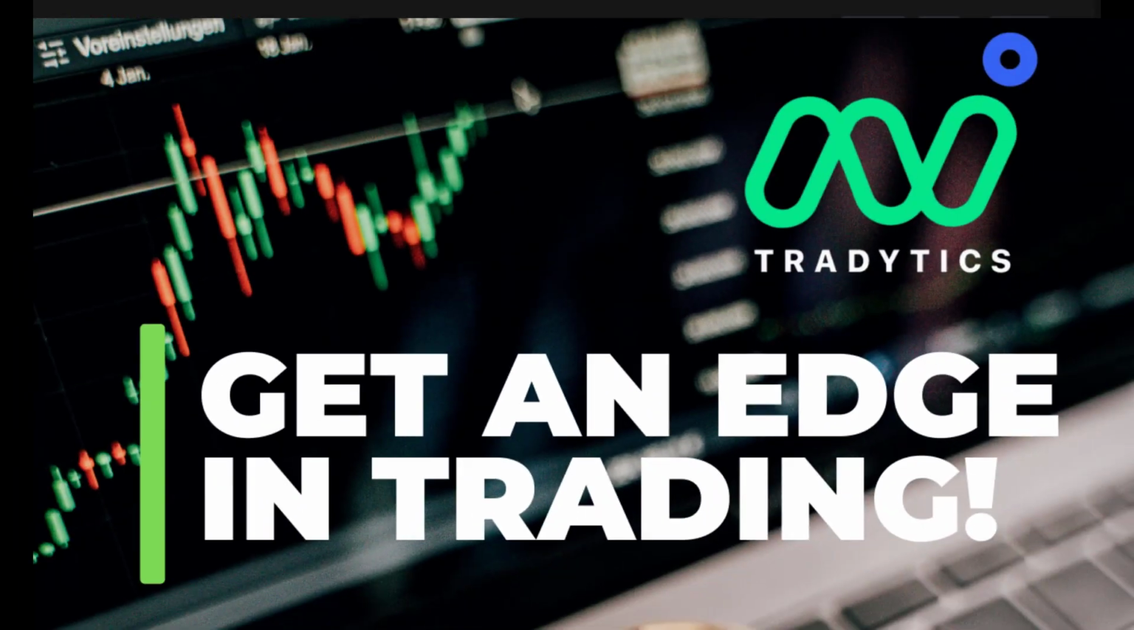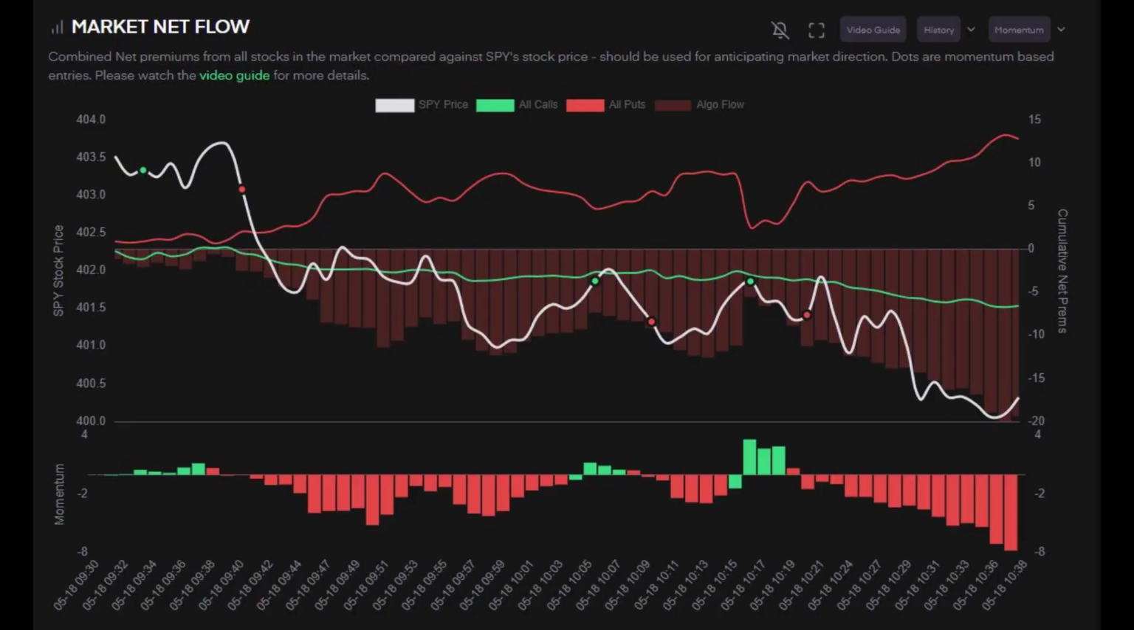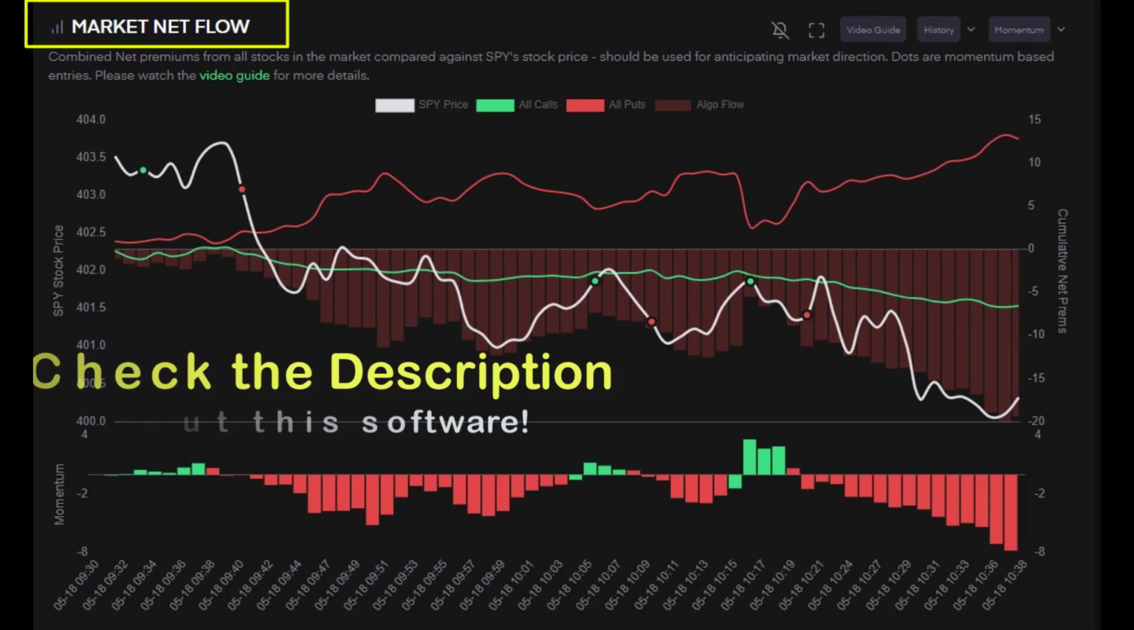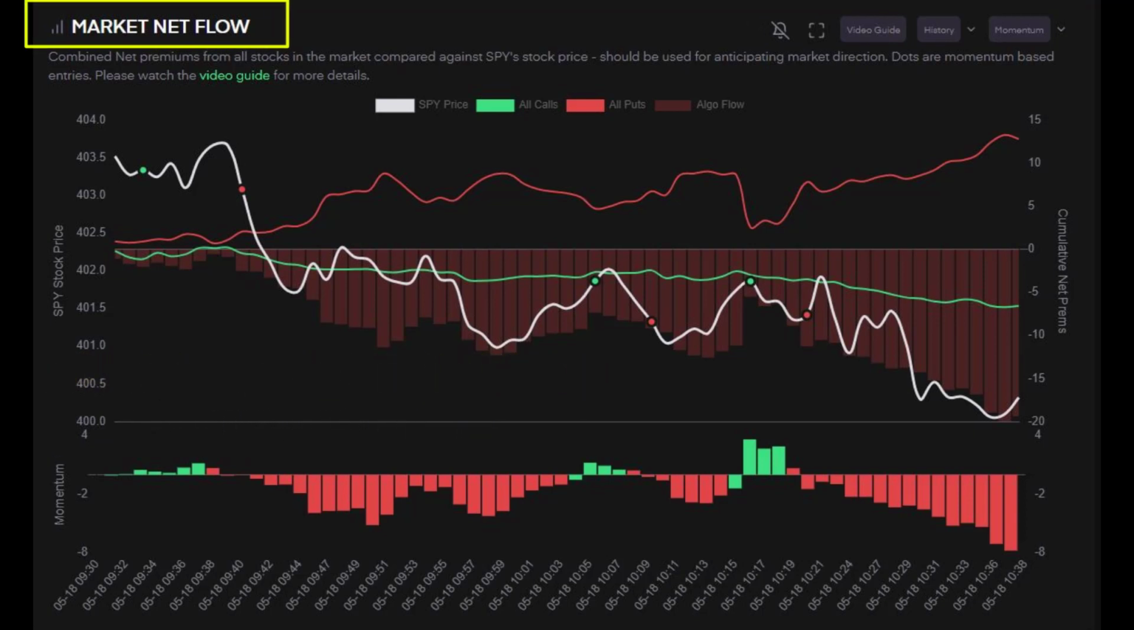Quick video showing how you can use the Tradytics net flow tool for trading 0 DTE credit spreads on SPX. This is how I'm using the tool for my day trading. You can also use it for stocks and other instruments as well. But with SPX going 5 expirations per week, there's a lot of opportunity to sell premium if you establish a directional bias, and that's what this tool is kind of helping me do.